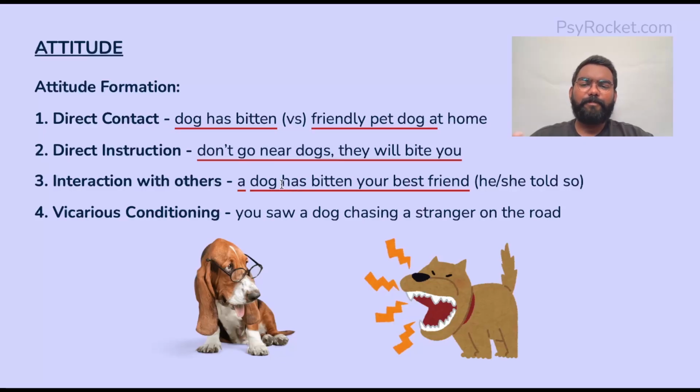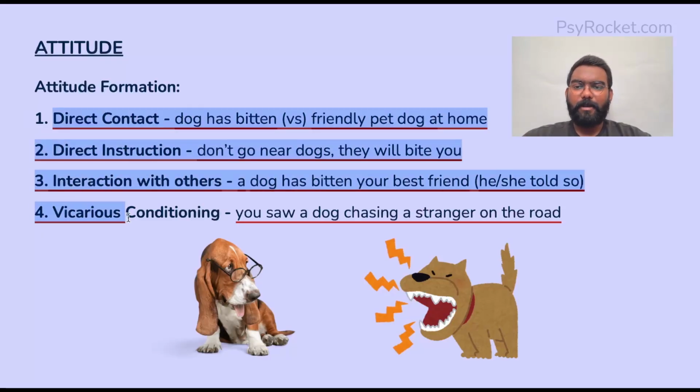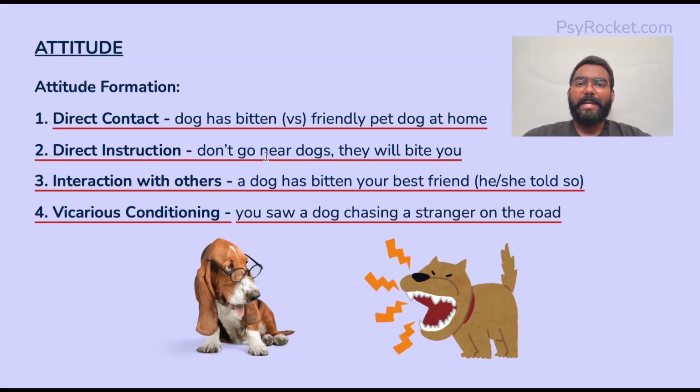But one of the dogs has bitten your best friend, and he or she told you that a dog bit them on the street, or at home, or something like that. Then what kind of attitude will you form? Dogs are dangerous. How? Because you have interacted with someone who has interacted with that object. Then there is vicarious conditioning, which is nothing but observational learning. You saw a dog chasing a stranger on the road, then obviously you will form a negative attitude towards dogs. So these are 4 ways through any of which an attitude could be formed.